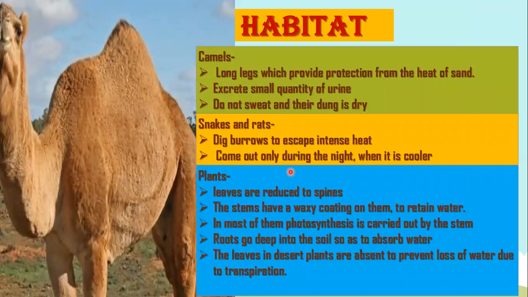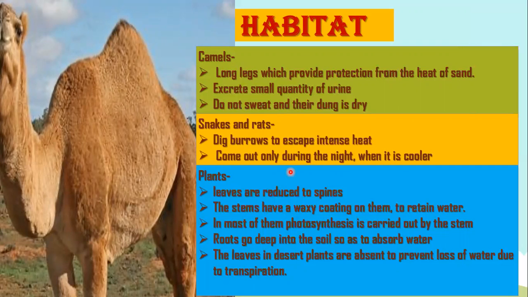Okay, let's talk about camels first. The camel is called the ship of the desert because it has adapted itself so nicely. If you talk of the legs of the camel, they are very long because, due to the heat of the sun, the sand is very hot. So, in order to protect itself from the heat of the sun, the legs of the camel are very long.